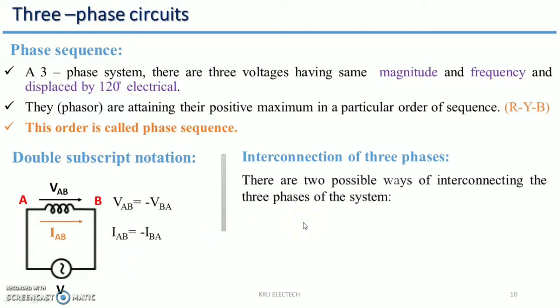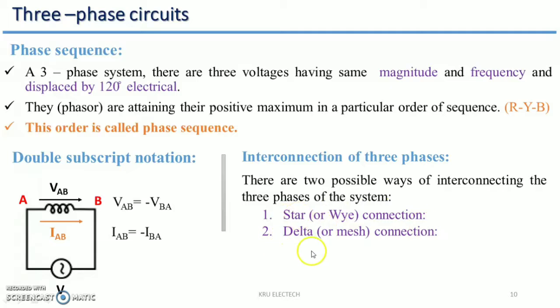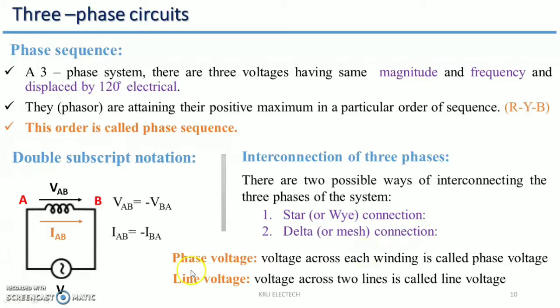For the interconnection of three phases, there are two possible ways of interconnecting the three phases of the system. One is the star connection and the second one is the delta connection. The star connection is also known as the Y connection, and the delta connection is also known as the mesh connection. So there are phase voltage and line voltage in the star and delta connections.